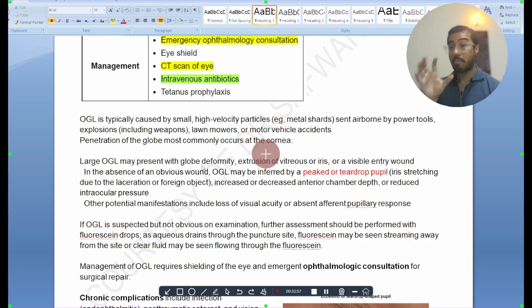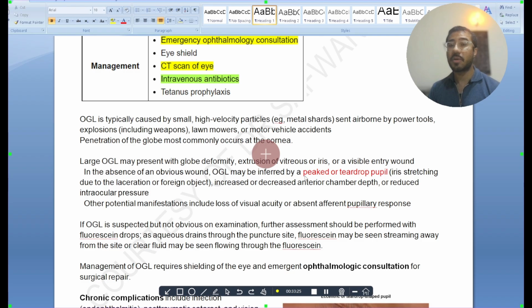It's the minor ones that require a lot of expertise and a lot of skill to detect. The open ones, if the eye is just like this, you know it's an open globe injury. But if you don't have any obvious signs, that's when you need to make sure. Extrusion of vitreous or iris or a visible entry wound in the absence of obvious. We're talking about in the absence of an obvious wound. If it's obvious, you're going to refer it to the eye department. They're going to take care of it. But if it's not obvious, now make sure.